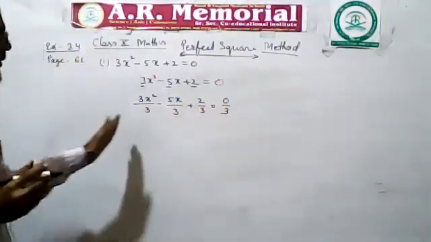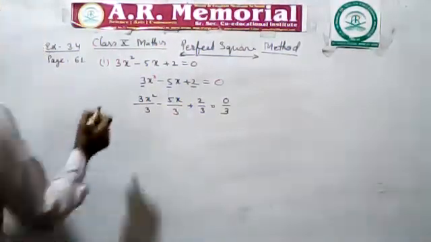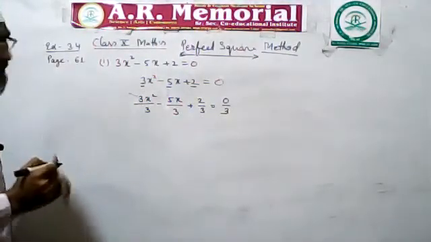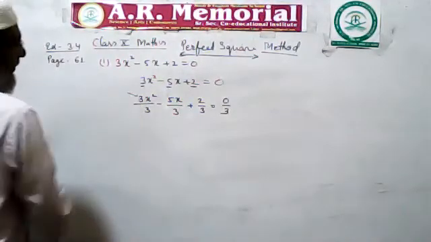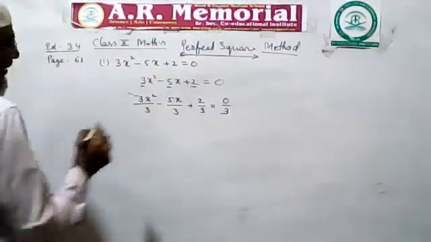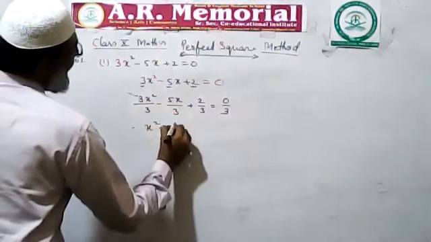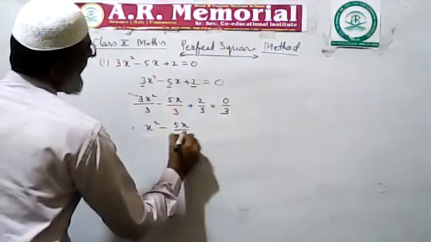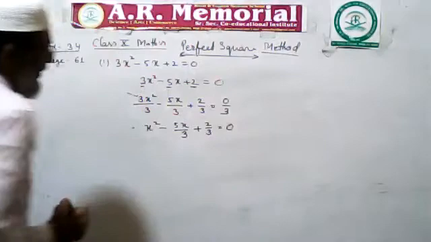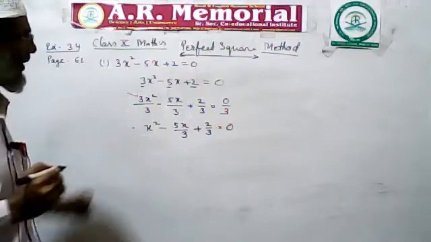Sir, why are you doing this, what is the reason for doing this? My students, this 3 I do not want to write in the further steps. It is a problem. I want to remove this 3, so the complete quadratic equation is divided by 3. Now the answer is x square minus 5x upon 3 plus 2 upon 3 is equal to 0. This is the new way to write the given question. Sir, what can we do now?